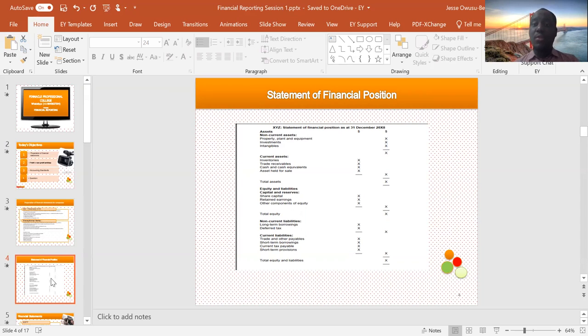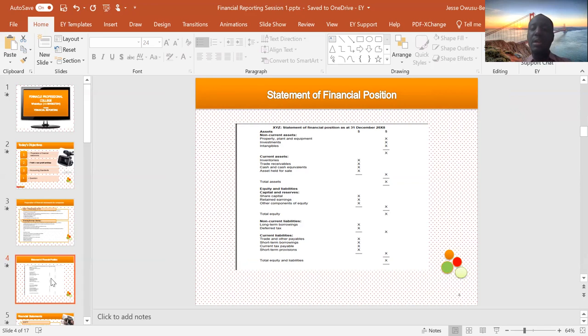I'm just walking you through the format so you have a brief idea, so that when we zoom into the question, we just go. Then under current assets, you have inventories or stock, trade receivables, cash and cash equivalents, and assets held for sale. You add current assets and non-current assets, and you should have your total assets. Then you have equity and liabilities. Equity is also known as capital. Under capital and reserves, you have your share capital, retained earnings, and other components of equity, and that gives you your total equity or your capital.